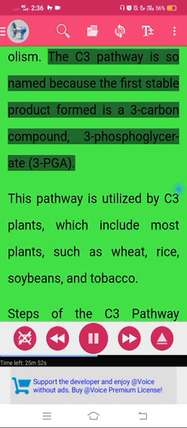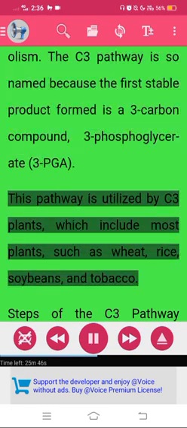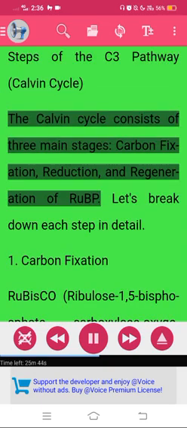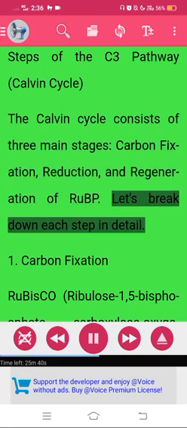The C3 pathway is so named because the first stable product formed is a 3-carbon compound, 3-phosphoglycerate, 3-PGA. This pathway is utilized by C3 plants, which include most plants, such as wheat, rice, soybeans, and tobacco. Steps of the C3 pathway, Calvin cycle. The Calvin cycle consists of 3 main stages: carbon fixation, reduction, and regeneration of RuBP. Let's break down each step in detail.